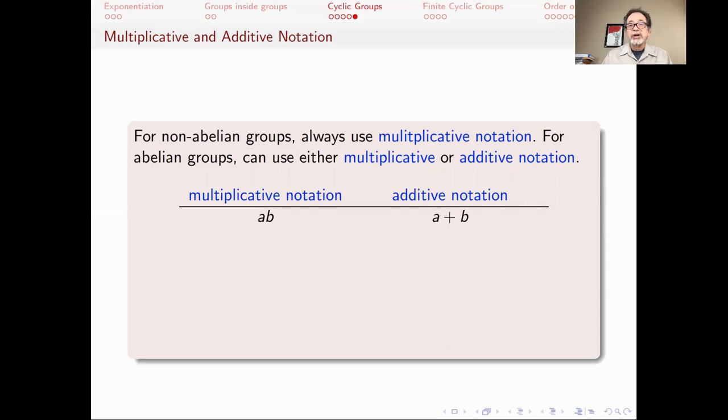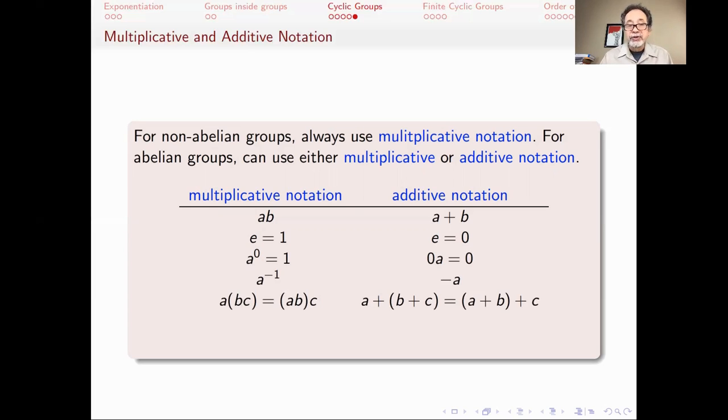Here's a little dictionary. In an abelian group, you might write AB as A plus B. The identity, if you write in the multiplicative notation, is 1. In additive notation, it would be 0. A to the 0 is identity. In additive notation, it is 0 times A. That's 0. A inverse corresponds to minus A. The associative law, for example, will be written differently in both notations. And the one that maybe is more confusing is A to the n is the same as nA. A to the n is exponentiation, and nA is the same thing if you use the additive notation.